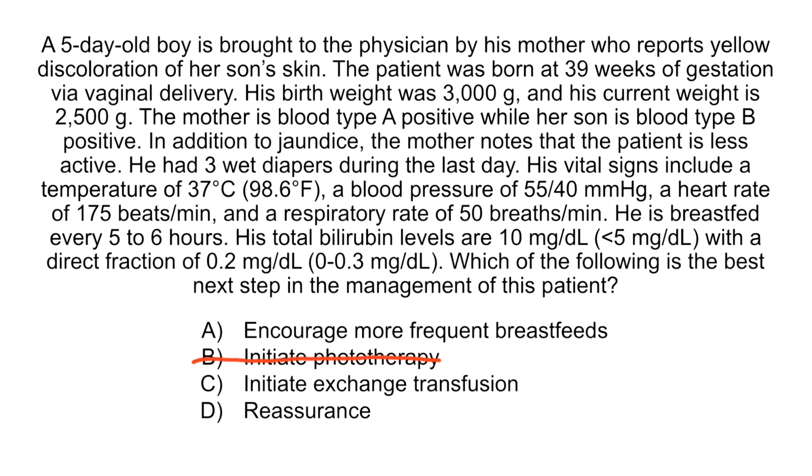Options B and C are incorrect because phototherapy and exchange transfusion are necessary in severe indirect hyperbilirubinemia. This patient, on the other hand, has a mild hyperbilirubinemia marked by total bilirubin levels of less than 10. Option D is incorrect because reassurance would be appropriate for physiological jaundice. This patient has explicit signs of dehydration, making physiologic jaundice less likely.